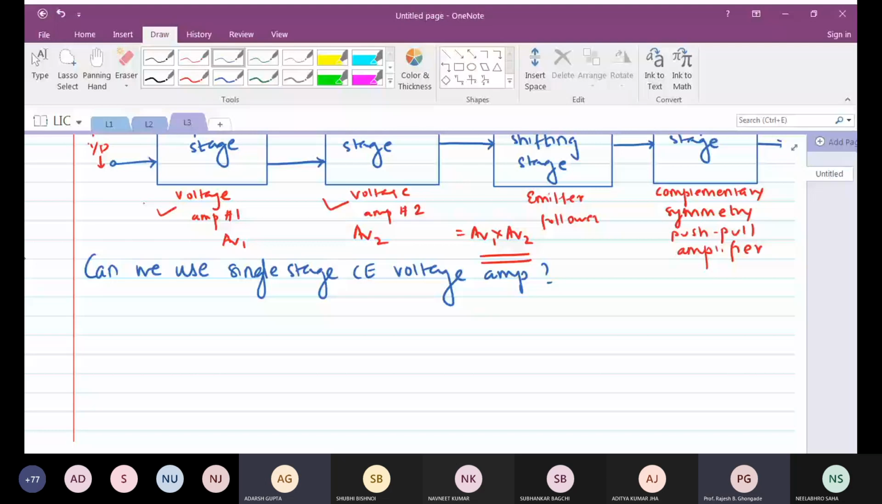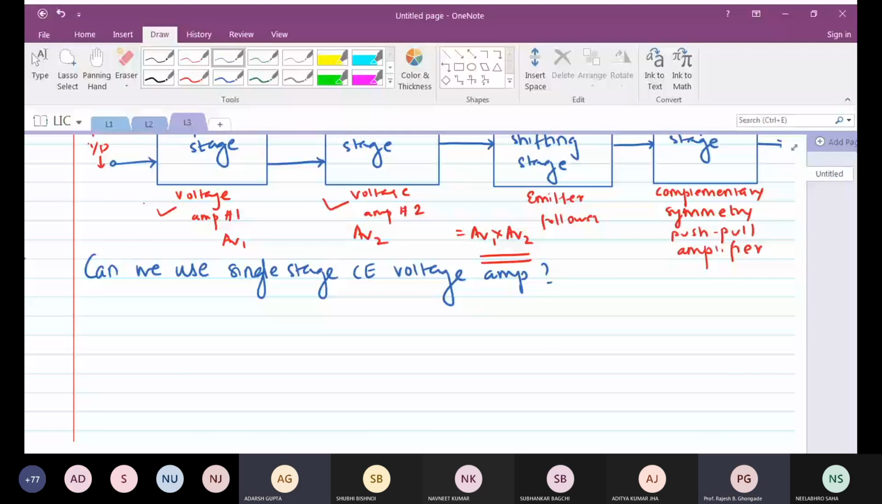No, sir. Why not? Tell me. So the gain won't be sufficient. But I can have multiple stages. Voltage gain, amplifier 1 followed by amplifier 2. I can have huge gain, isn't it? Then what is the problem? Gain is not a problem. Gain is not an issue. What may be the issue?